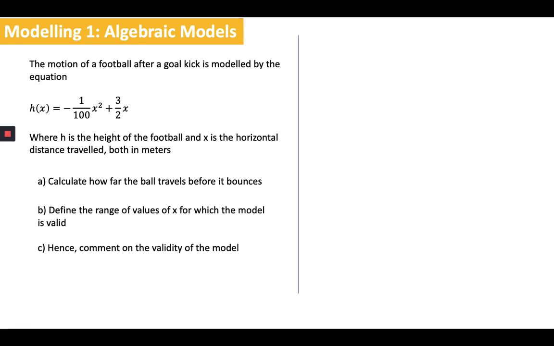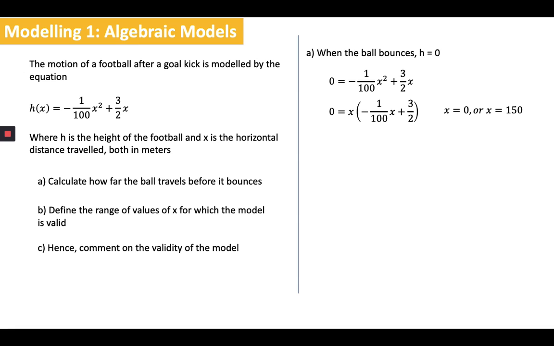Now, when a ball bounces, we know that the height of that ball above the ground must be 0. Okay, it must contact the ground, and therefore the height will be 0. That allows me just to substitute h is 0 into my equation, and then I'm left with a quadratic I can solve. I can either factorise it as I've done, or I can plug it into my calculator, and I'm going to get 2 figures. x is 0 or x is 150.